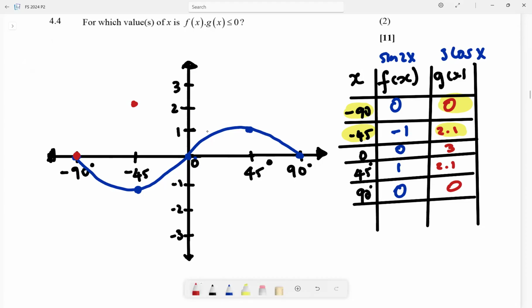0 and 3. Do not confuse this. When you are done with these blocks, you can tick them off so that you do not get confused. 0 and 3, there. When x is 0, y is 3. 45, 2.1, 45, 2.1. We said it is a little bit above here. This point and this point should be equal.